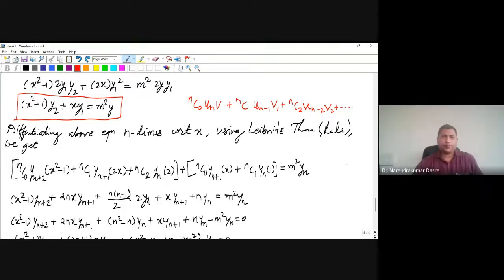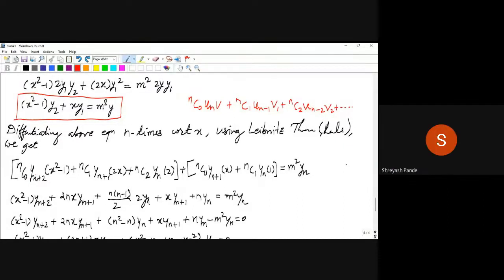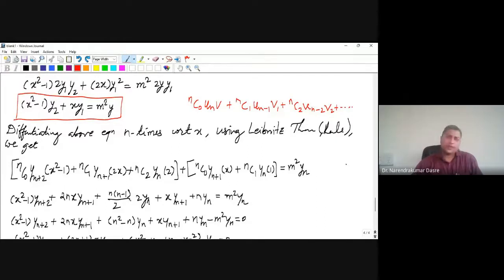Okay. So see here, we have to find the nth derivative of u. We have y2 as the function u, and we want to find the nth derivative of this u. So what will be the nth derivative? Yn plus 2. Is that okay? Yes, sir. So see, this coefficient remains as it is, nC0. Then the nth derivative of y2 will be yn plus 2. And this v, which is x square minus 1, remains as it is. Now next term, nC1, and the derivative of this term will reduce by 1. Earlier it was yn plus 2, now it will become yn plus 1.